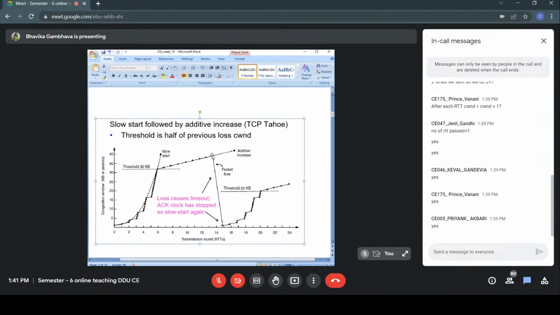Whenever there is a packet loss, whatever was the value of congestion window, let us say congestion window was 40 kb in this example, at this point when the loss was encountered, the congestion window was 40 kb. Then we are making our threshold 20 kb. And our congestion window value will be 1. And from 1, it will be 2, 4, 8, 16 and so on. At 20, again, we will stop the slow start, or let us say exponential increase, and we will be cautious. This is what is being followed.